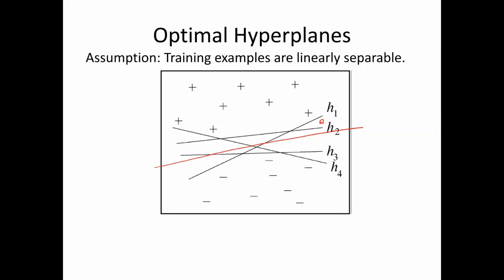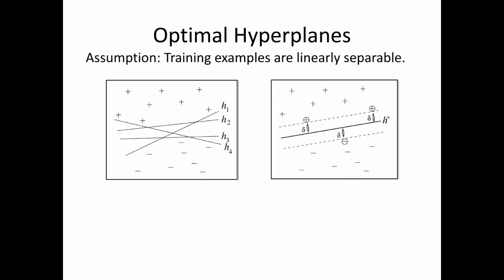So the question we're trying to address here is, given linearly separable data, how do we identify a boundary between two classes that's optimal? One way to define and quantify the optimality of a hyperplane is to consider the distance between the hyperplane and the nearest points. And we can call this distance delta.